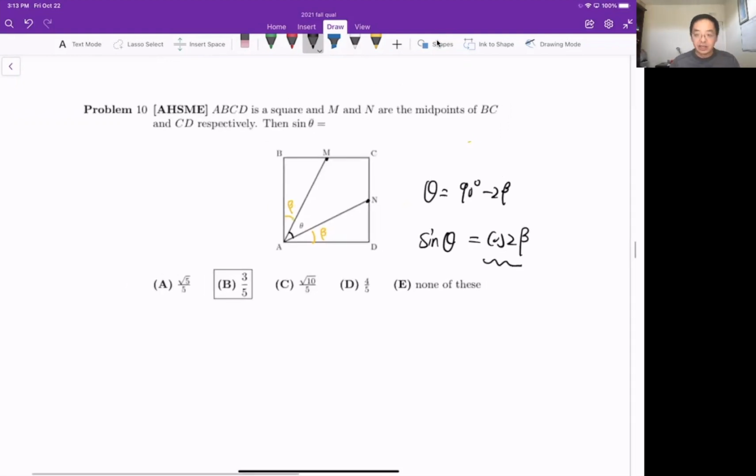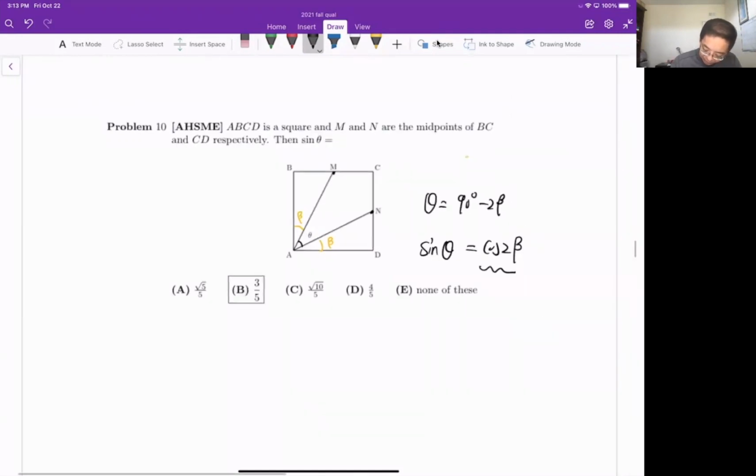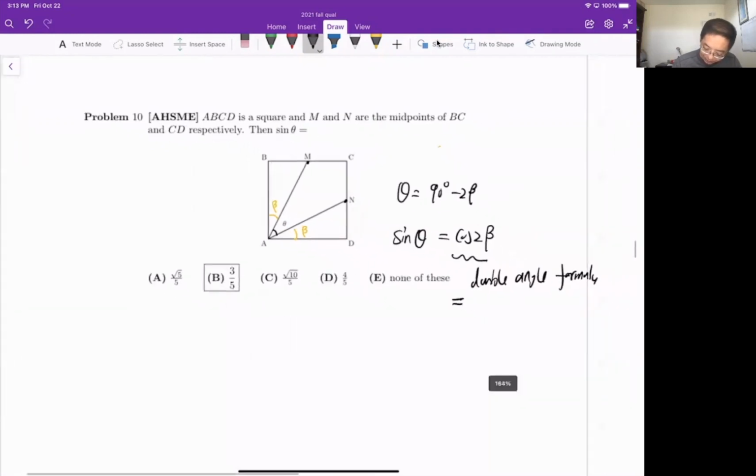Okay, then the problem reduces to computing cosine 2 beta. Now, computing cosine 2 beta is quite convenient, because we can use the double angle formula. Cosine 2 beta equals 2 cosine beta squared minus 1, or equals 1 minus 2 sine beta squared. Now we can choose either one. The reason is we can very easily calculate cosine and sine beta.